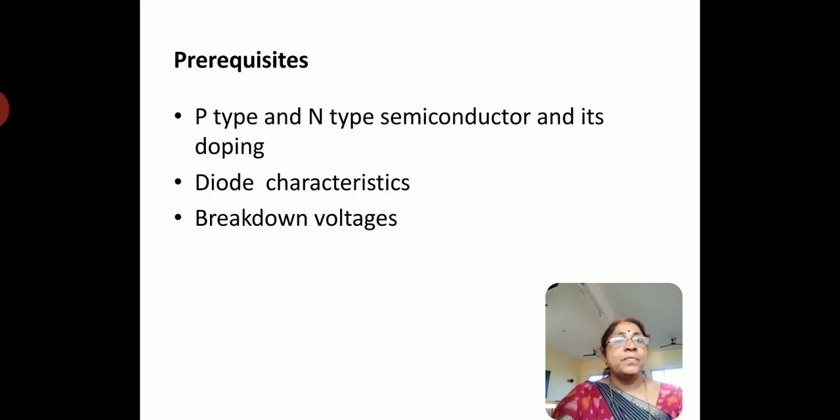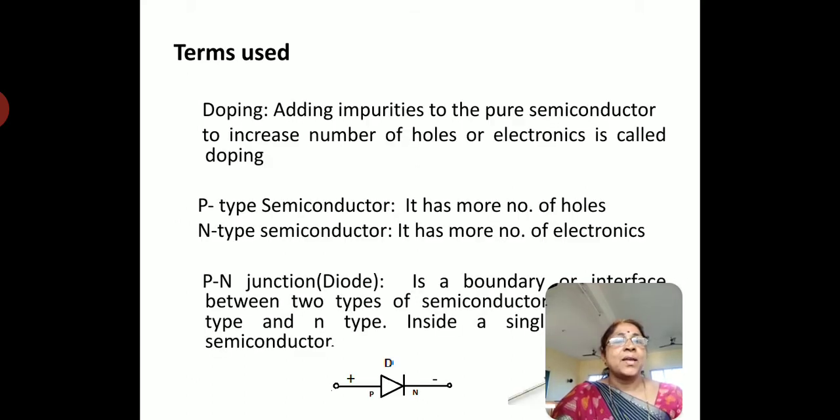Now, we need some prerequisites to understand the Zener diode characteristics: P-type and N-type semiconductors and their doping, then diode characteristics and breakdown voltages. Let us study the terms used.